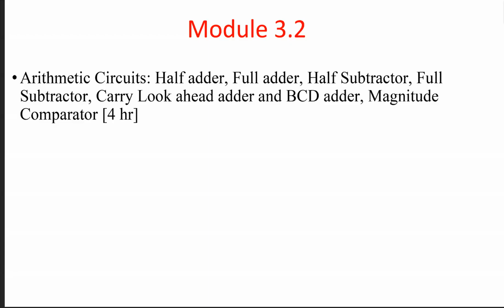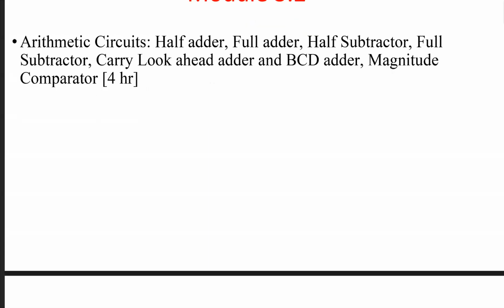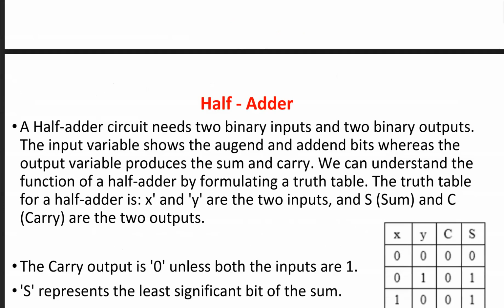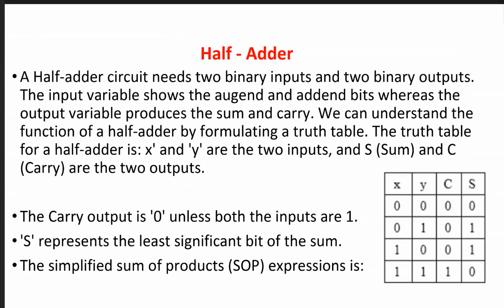Okay, so we start with the half adder. Now you might wonder about half adder and full adder: will it be half addition or full addition? It is not like that. Half adder and full adder have to do with the number of inputs and outputs. A half adder is a circuit which needs two binary inputs and gives two binary outputs. So that adder is called a half adder.